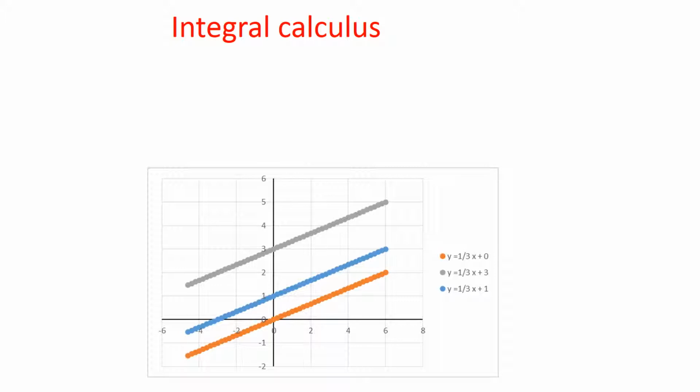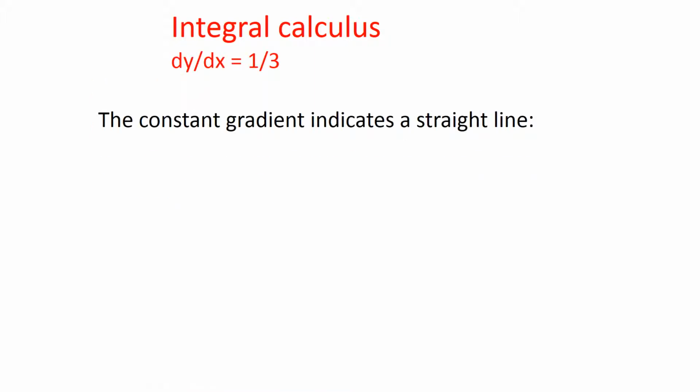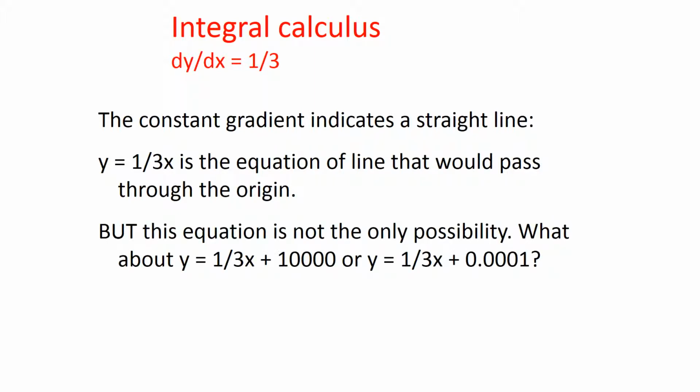You differentiate a constant, it's 0. So when we integrate and go back, we don't know what that constant is going to be. That's what satisfies any of those curves. So we could have any number here after the 1/3 x that could satisfy that gradient. It could be anything. It could be 10,000. It could be a really, really small number.